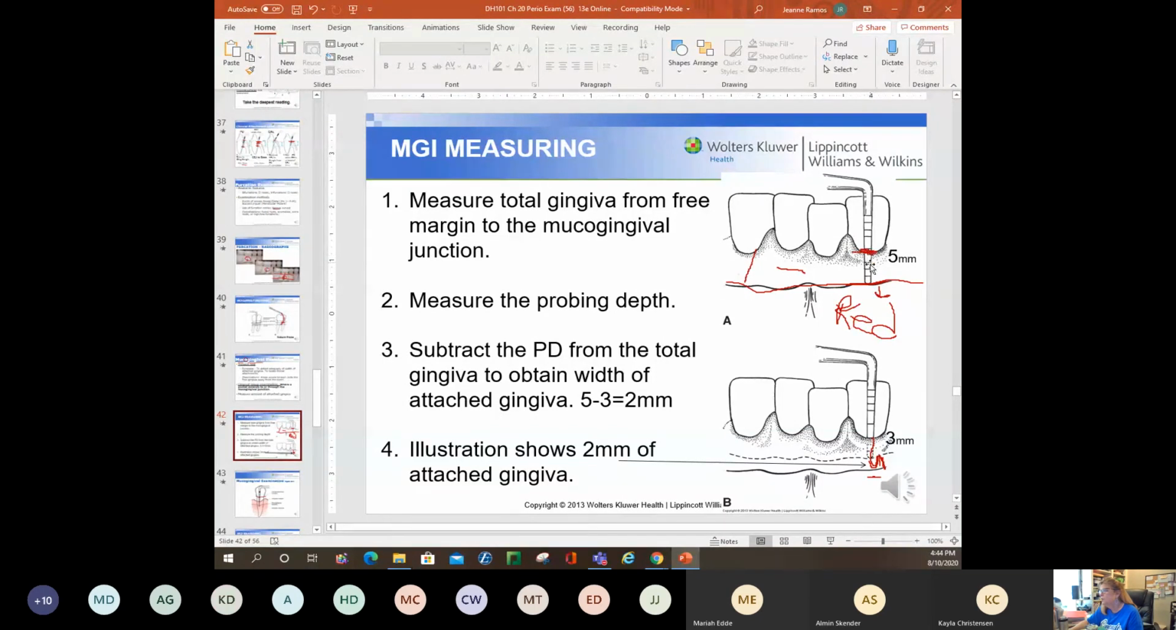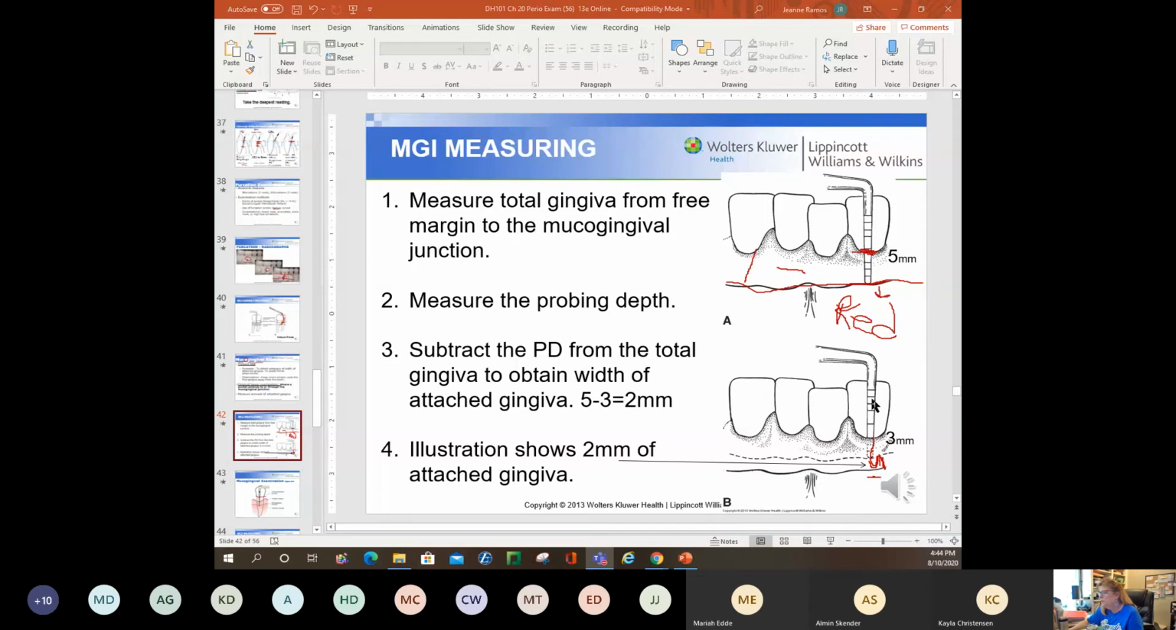What they do is they go on the outside of the pocket. This probe is on the outside of the pocket. They measure this little line here wherever you see, because there's not an actual line. But you can tell the color difference. You put the probe at that color difference, which would be the mucogingival line, and you measure from there up to the gingival margin. And let's say that's 5 millimeters.